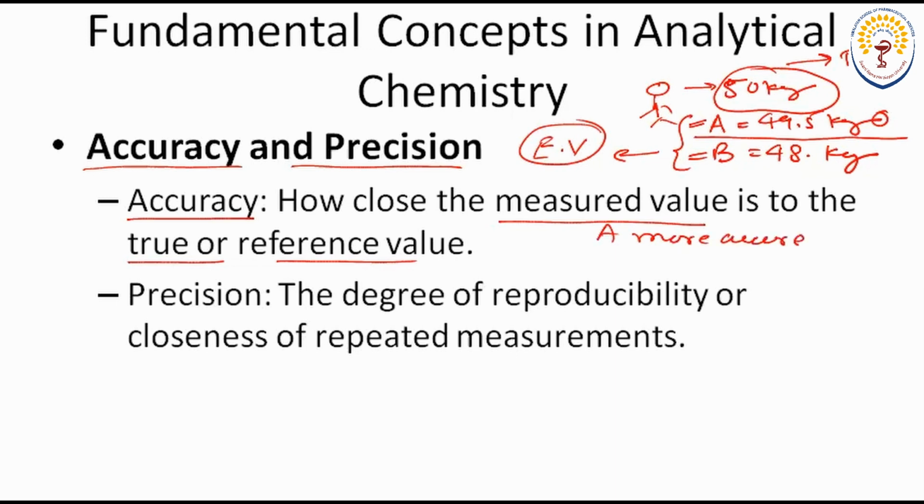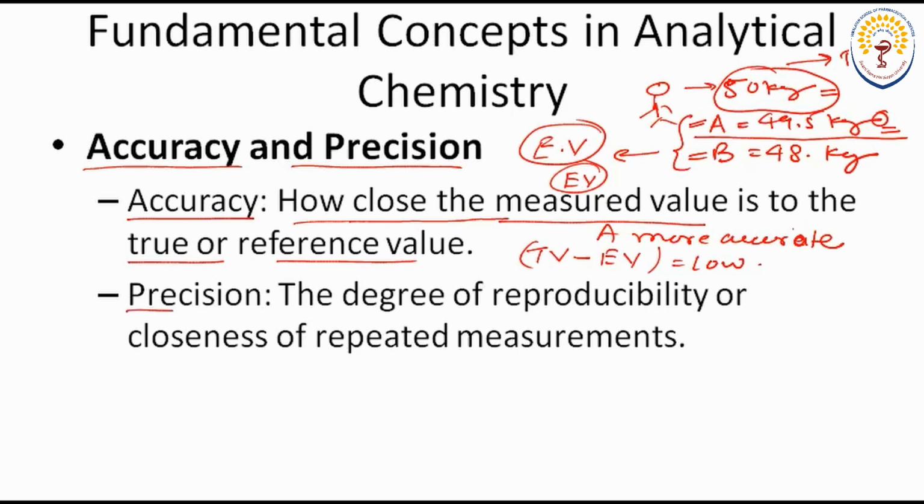Why is A more accurate? Because the experimental value of A is more close to the true value. So that is what accuracy means. Accuracy means how much the measured value, or the experimental value, is close to the true value or the reference value. The closer it is, the more accurate it will be. For accuracy, the difference between the true value and the experimental value should be as low as possible.